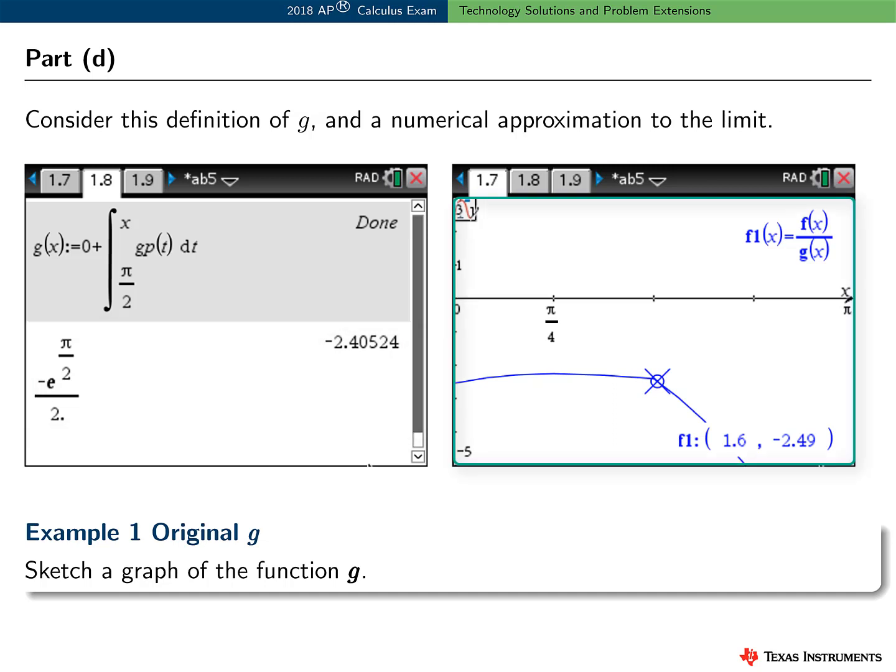On a graphs page, I sketched the quotient f over g, and then I traced close to pi over 2. I feel pretty confident that my analytical answer is correct. At the bottom of this slide is an extension to this problem. Remember, we're given the graph of g prime and an initial condition. Sketch a graph of the function g without using technology.